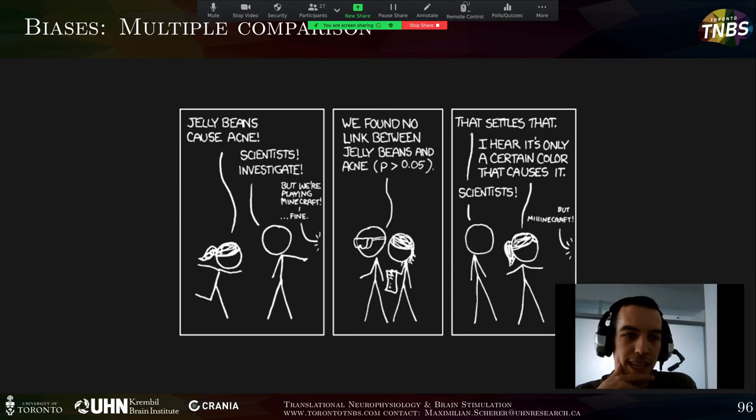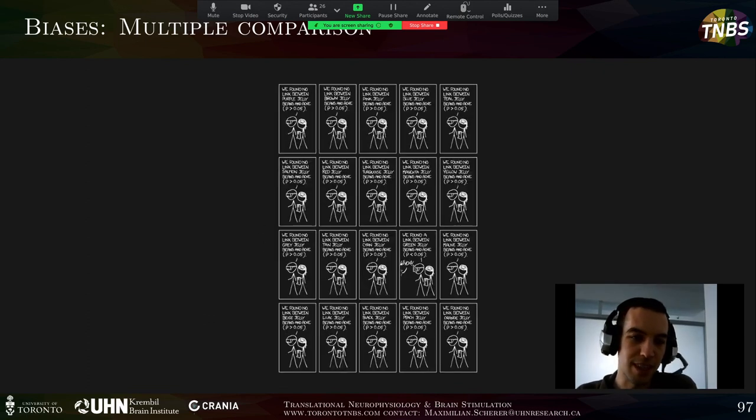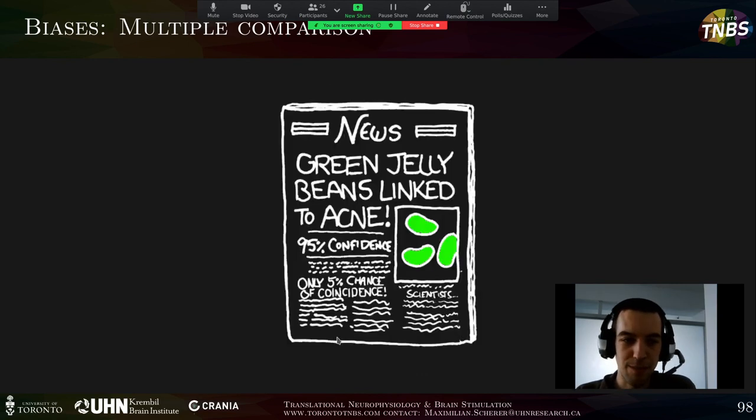where scientists are asked to investigate the relationship between acne and jelly beans. And they initially didn't find a relationship, so they did one of those tests for each color, having an error value of 5%, doing 20 tests, and one of them was positive. Then the headline was: green jelly beans linked to acne, 95% confidence, which is what you get if you don't correct for multiple comparisons, which is why it's crucial to do that. And as I said, next week we're going to introduce a couple of techniques on how to do that.